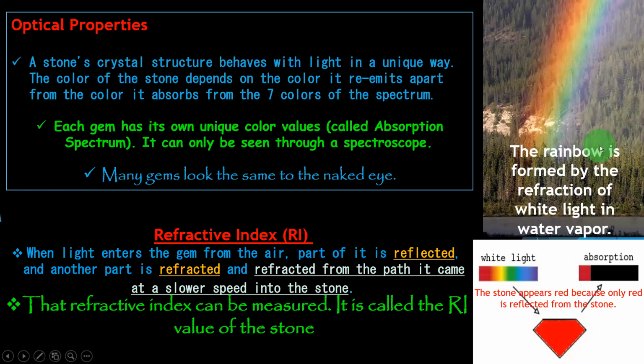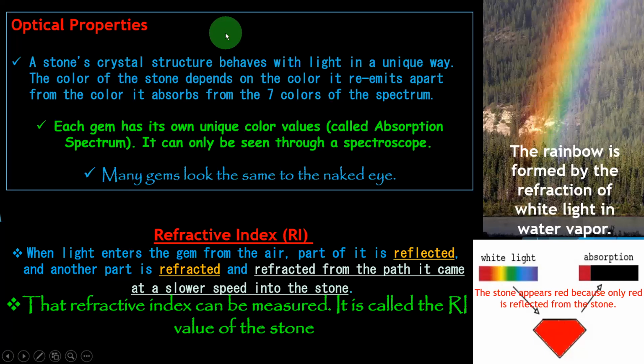This is a rainbow. The rainbow is formed by the refraction of white light. We know the refraction. In water vapor here, it is refracting the white light into the red, green, blue spectrum. It creates the rainbow.